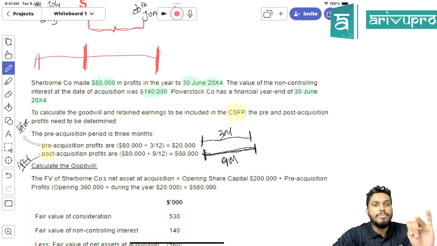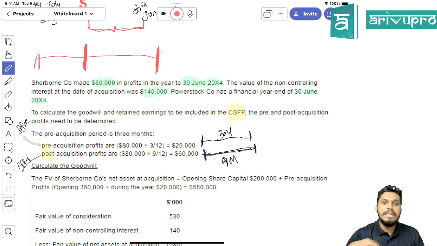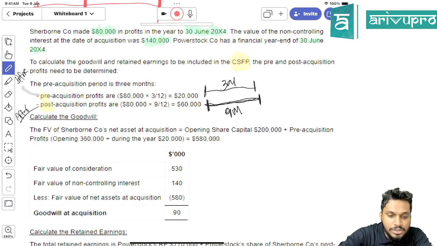July, August and September, these 3 months the profits are not belonging to us because I did not invest in the subsidiary. So can I enjoy those profits? No, I can't. Right. So that is the clarification that you need to understand when you are going to adjust for mid-year acquisitions. Right. So now they are asking us to calculate the goodwill.